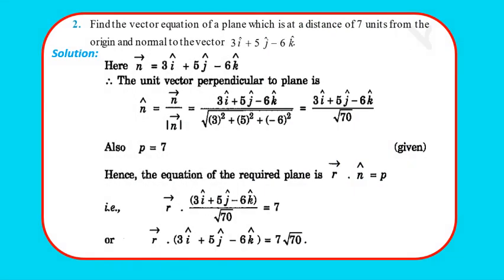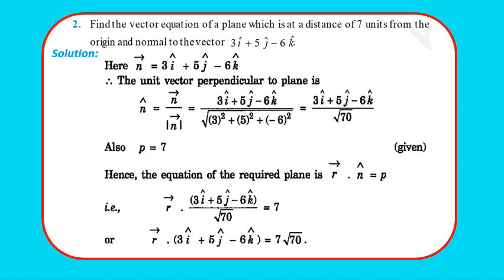Moving to question 2. Find the vector equation of a plane which is at a distance of 7 units from the origin and normal to the vector 3i plus 5j minus 6k. We have to find the vector equation. Distance is 7 units from the origin and the normal vector is 3i plus 5j minus 6k. Now we have normal vector n equals 3i plus 5j minus 6k. But for the equation we need a unit vector.